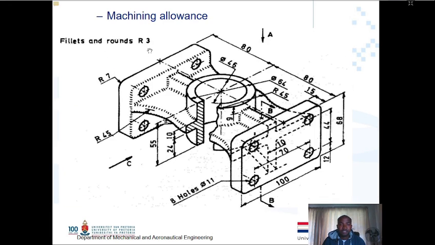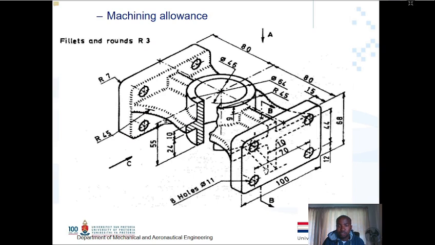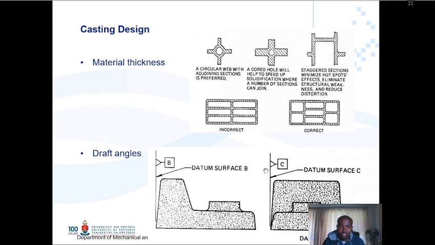Will be fillets and rounds. This will just be for you to avoid having sharp corners, as we discussed in the previous slides, which are considerations that you need to put when you have your mold or casting procedure. Casting design: the material thickness.